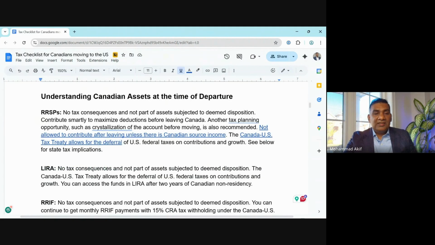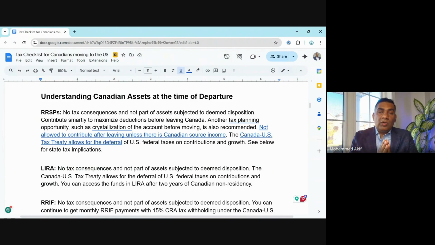All right, so understanding Canadian assets, right? RRSP is the biggest one out there. Of course, the majority of Canadians will have an RRSP, even through their employer or by themselves. RRSP is covered by the U.S.-Canada tax treaty. There is no federal taxation on the RRSP when you do move, but there are states that do tax any income earned within that account. There are states which we'll go through, and I'll list some of the states that do not recognize the U.S.-Canada tax treaty. The U.S.-Canada tax treaty is for federal purposes only.